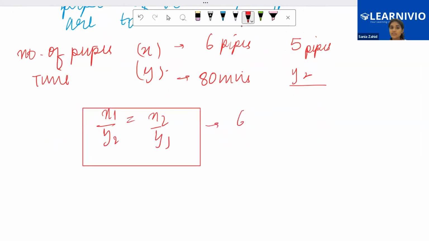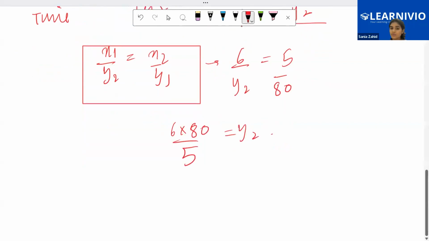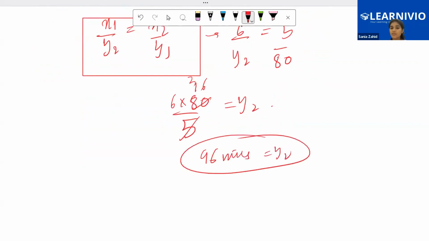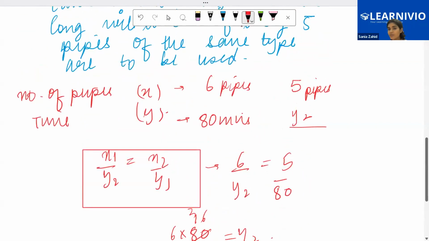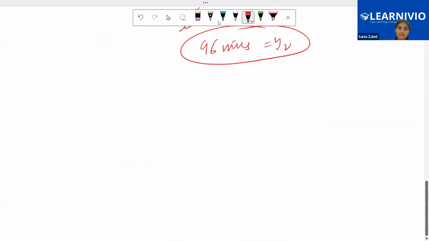So first of all, we say 6 by y2 is equal to 5 by 80. So I have 6 into 80 by 5 gives me y2. So 16 into 6, 96 minutes is equal to y2. See, that means if I have fewer pipes, then I'll require more time. So I'm having more time, 96 minutes. Understood? Yes, ma'am.